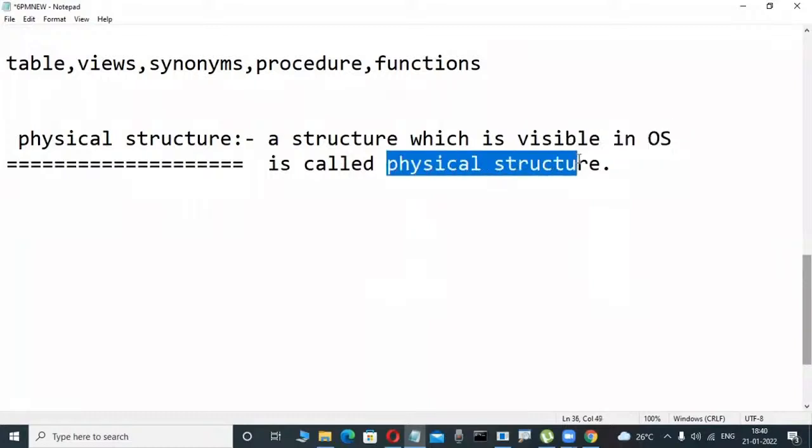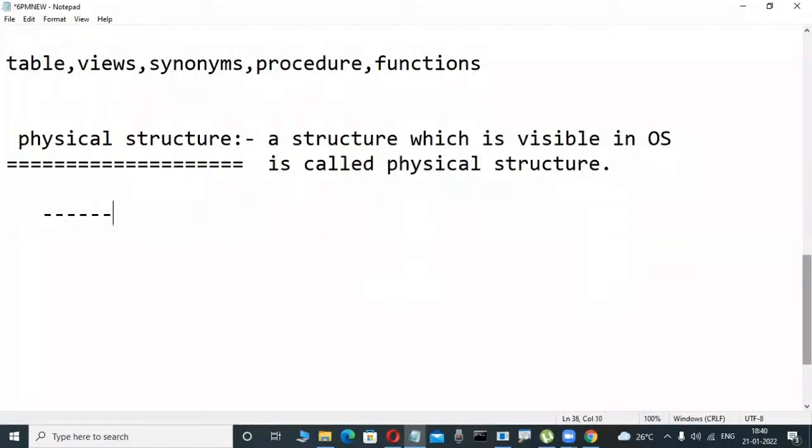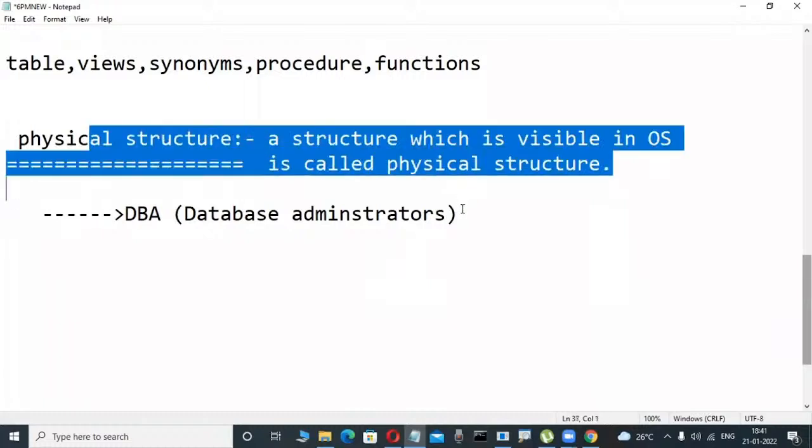But who works in the physical structure? Not you or me. Some different type of persons are working there. Who are they? The DBA, the database administrator. In a project, database administrators are a different type of person, and only DBAs work in the physical structure.